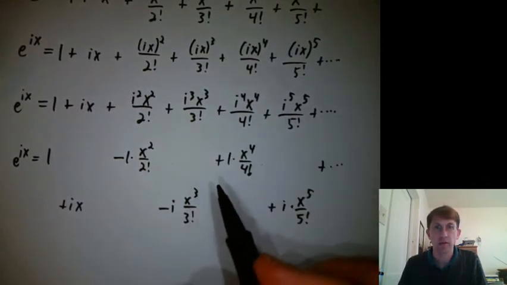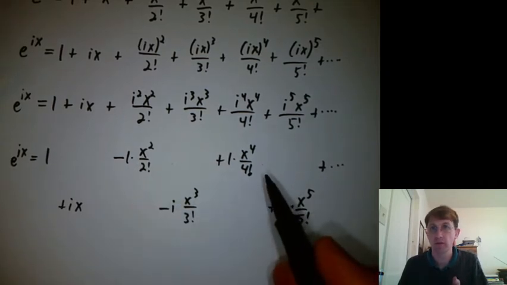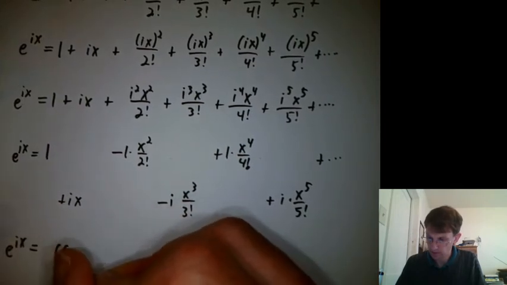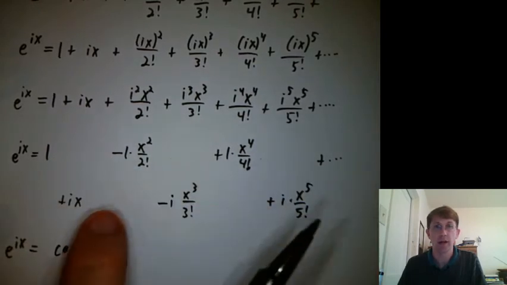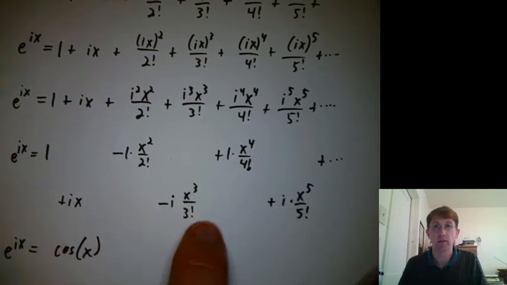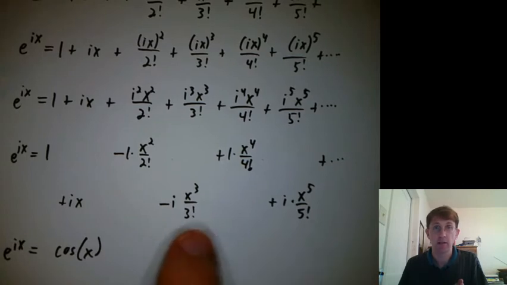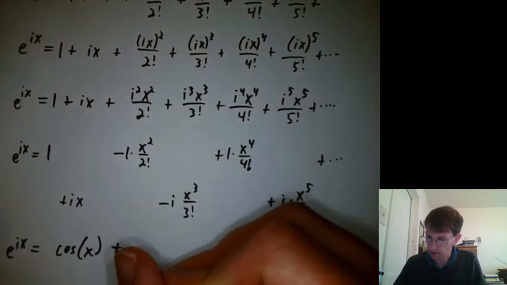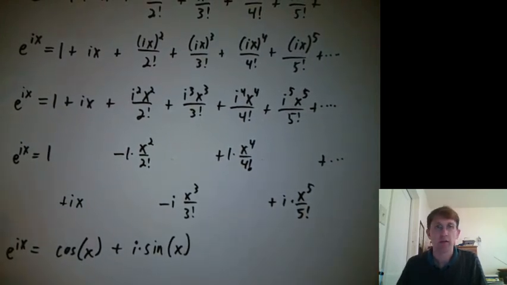And now let's look at what we have. We have 1 minus x squared over 2 factorial plus x to the 4th over 4 factorial. That's basically cosine. So that's our Maclaurin series for cosine. That's the real part. And then here, if I ignore the i's, I have x minus x cubed over 3 factorial plus x to the 5th over 5 factorial. So that's sine, but each term is multiplied by an i, so I can kind of factor out an i and say plus i times sine of x, which is really interesting.